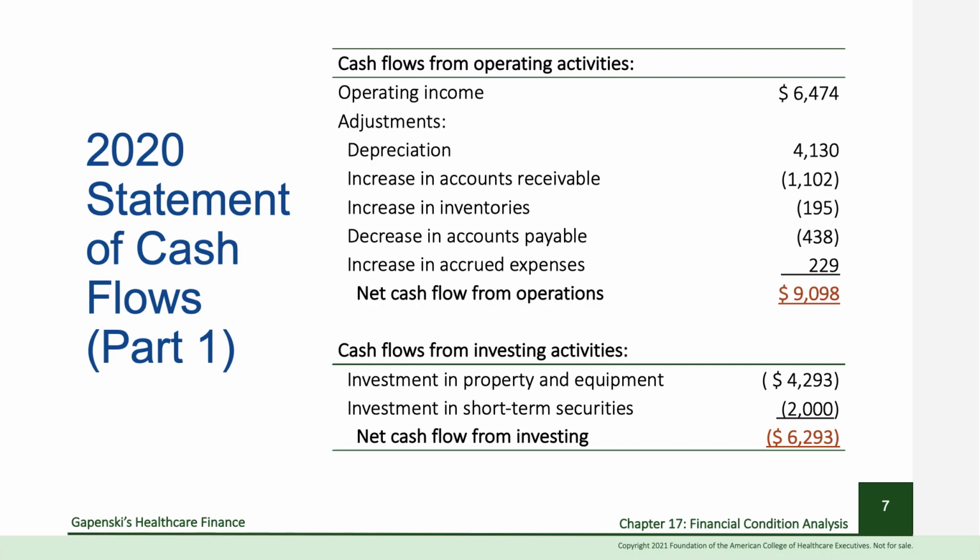And finally, we have the statement of cash flows. Cash flows from operating activities, cash flows from investing activities, and cash flows from financing activities. Those are the three components of the cash flow statement. For the cash flow, you can see that the net cash flow from operations is 9 million, here 9,098. So the operations provided 9 million in net cash flow in 2020, and Riverside invested 4.3 million in new fixed assets and 2 million in short-term securities.